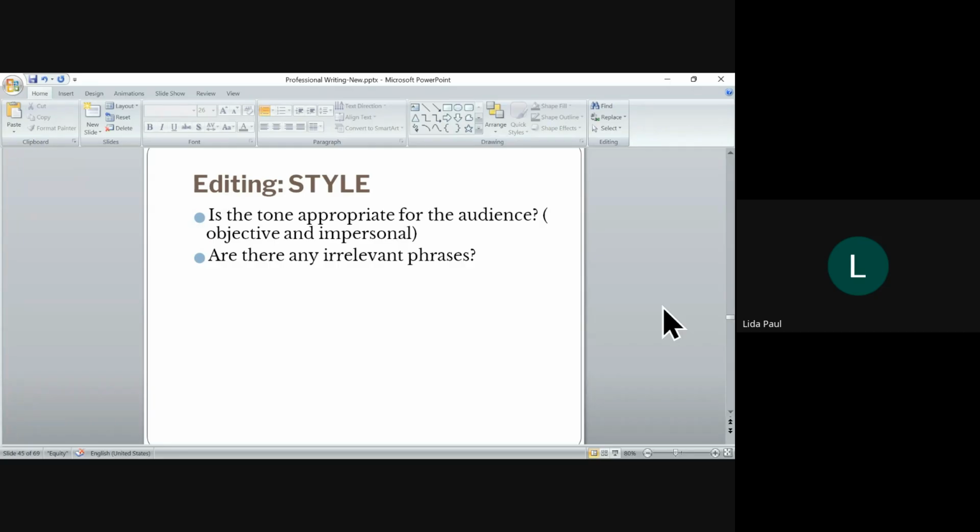Register, which is the politeness register, is checked for. And any kind of irrelevant use of language is checked for. So what does this irrelevant use of language mean? I think in the first session, I talked to you about this.